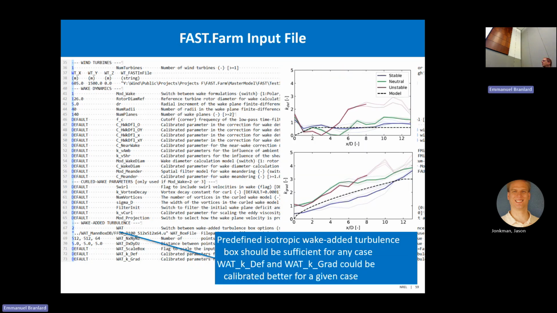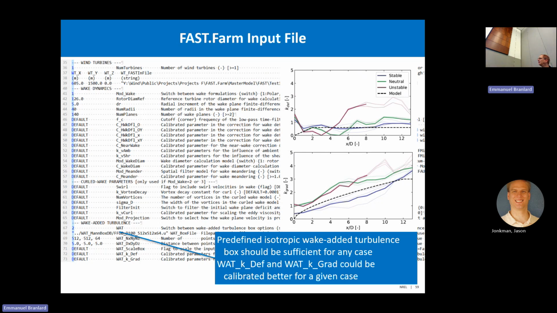Finally, we have the wake added turbulence section. Yeah, it's pretty nice actually. We give you a predefined isotropic turbulence box for the background turbulence, and I've never seen a need to not use that one. I think you could use that over and over again. It's probably fine. But if you have your own, you can replace it.